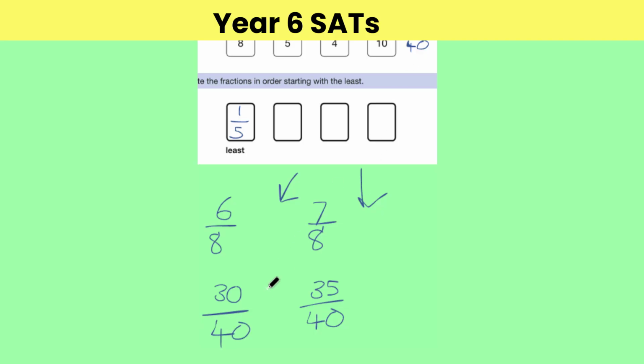So you can see your 32 over 40 goes in the middle. So therefore 8/10 goes in the middle. So we can write that in now. 6/8, 8/10, and then 7/8.